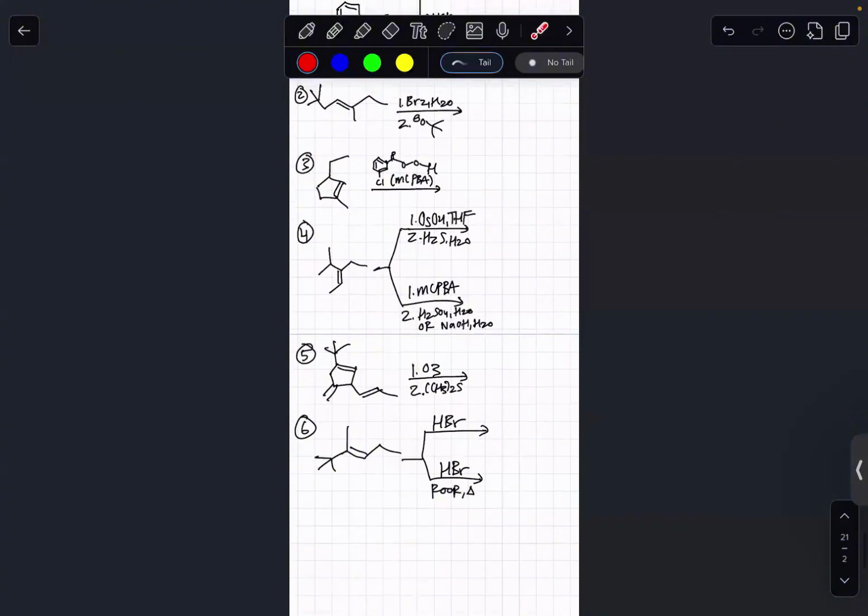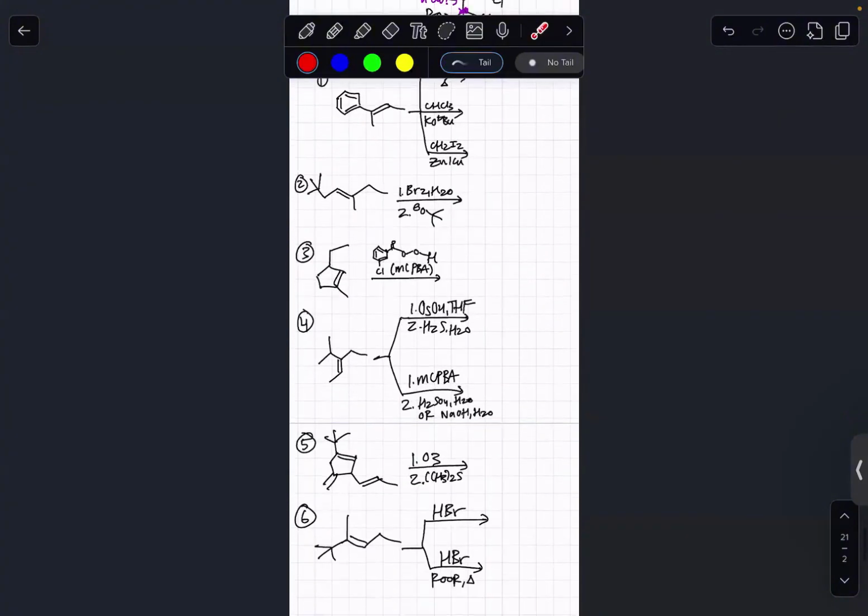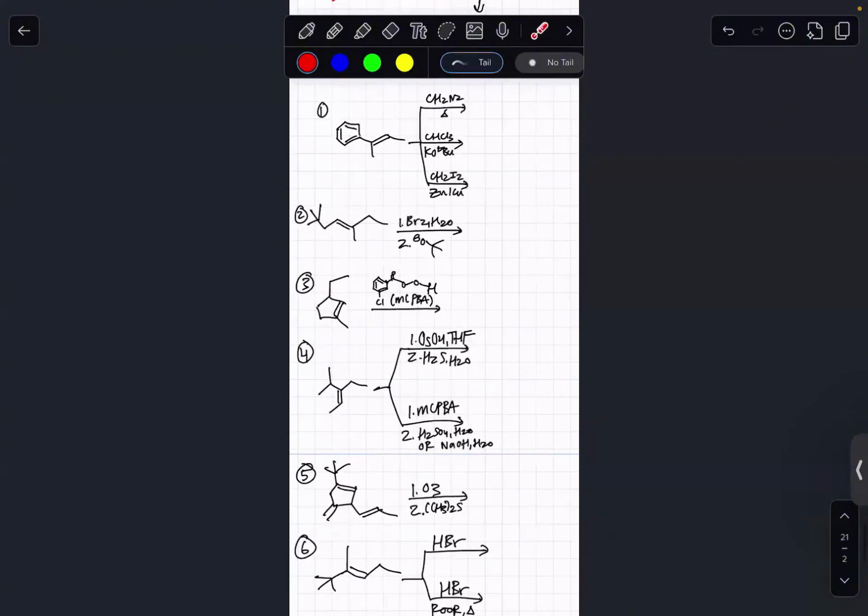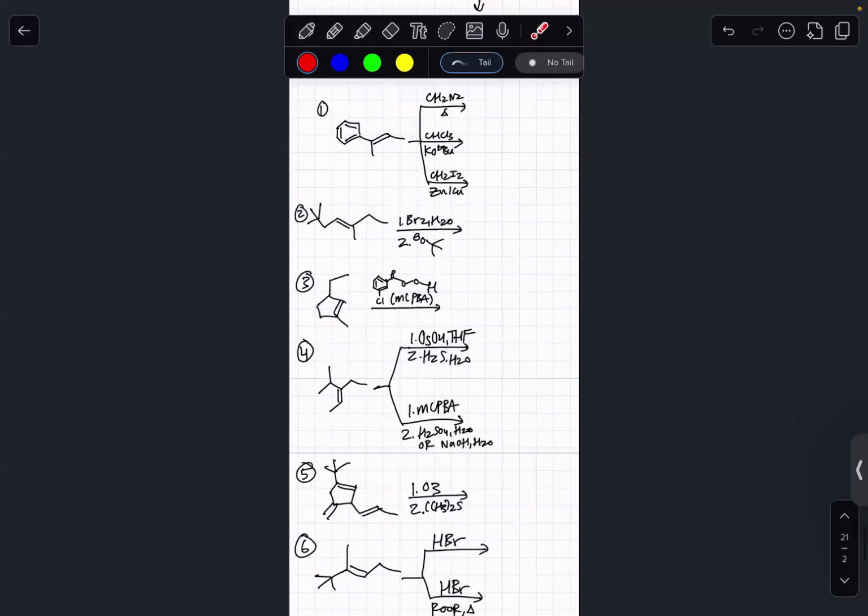Right. Okay, and then you were saying for the ones that require the dash or wedge, make sure to include those. Yeah, make sure to include those dashes and wedges when you have chiral centers being formed. If there's no chiral center, you don't have to put a wedge or dash. It's optional. Okay. Yeah.